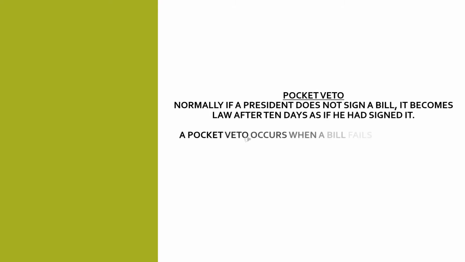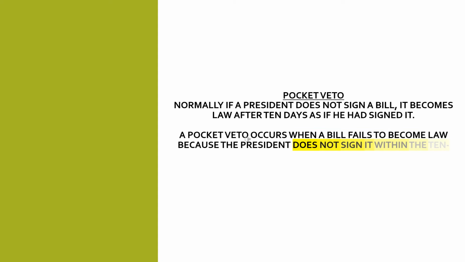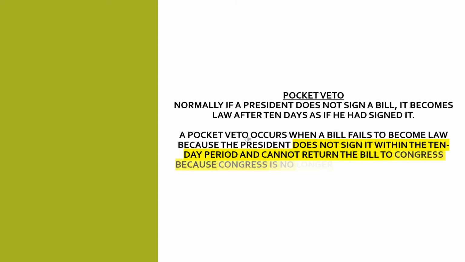Pocket veto. Normally, if a President does not sign a bill, it becomes law after 10 days as if he had signed it. A pocket veto occurs when a bill fails to become law, because the President does not sign it within the 10-day period, and cannot return the bill to Congress, because Congress is no longer in session, that is, adjourned.